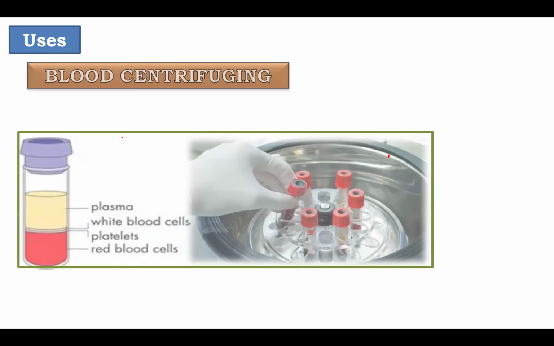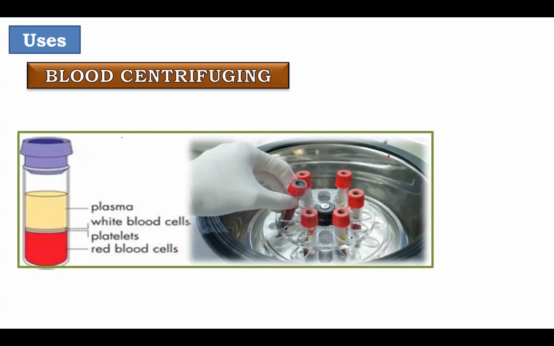If you take our blood, it is made up of plasma and blood platelets. If you keep it in a centrifuge tube, I'll show you how it works. It uses centrifugal force. All your platelets will come down and plasma will remain at the top. I'm showing you, beta. Have patience.